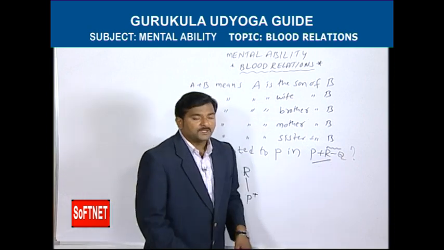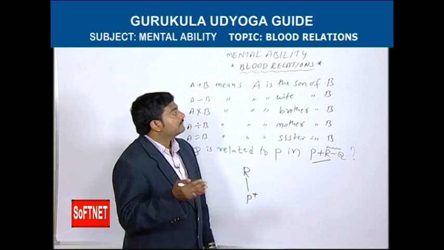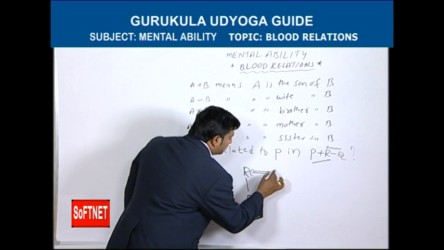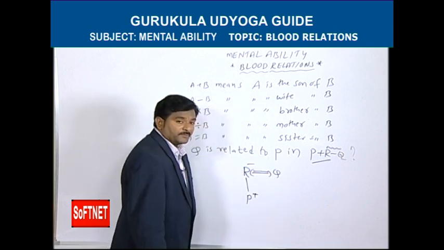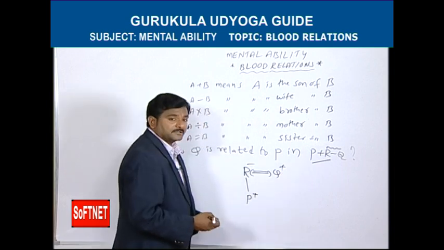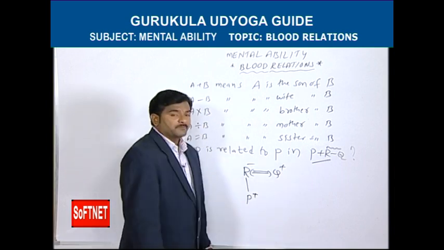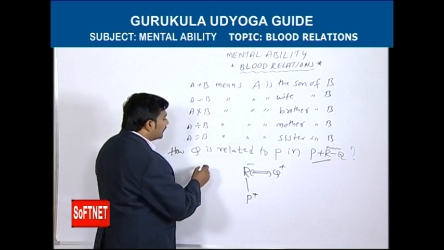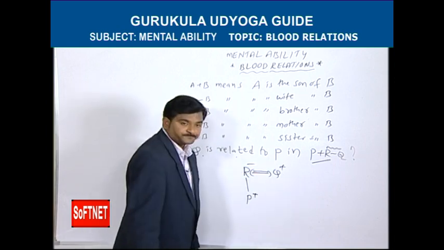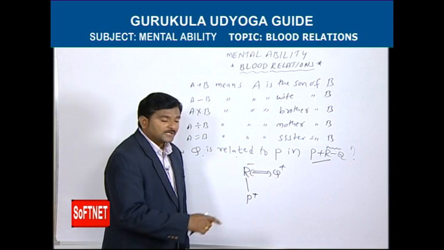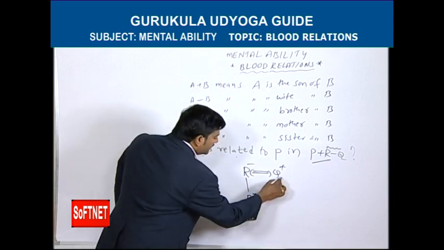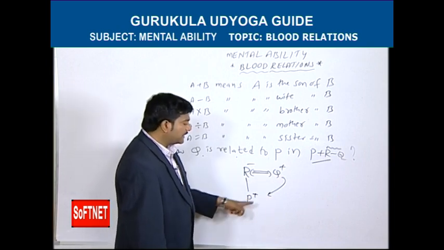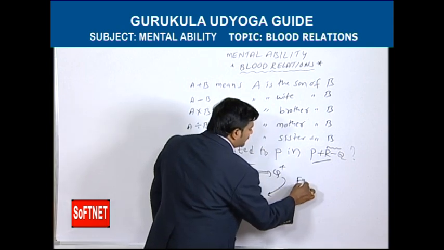What about R minus Q? R minus Q means R is the wife of Q. So indirectly R is the wife of Q. It is clear, so R is female gender and Q is male gender. I hope you understood. This part I have done using the generation chart concept. So now what is the question? How is Q related to P? It's obviously Q is the father of P, right? So Q is the father of P.